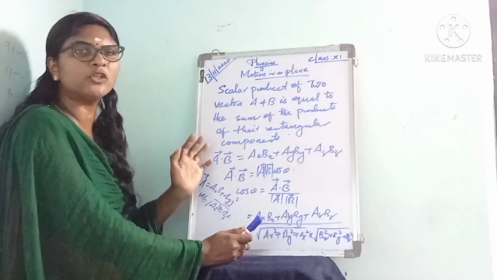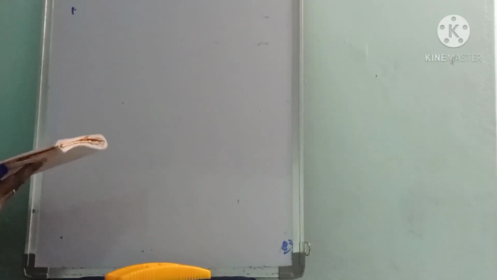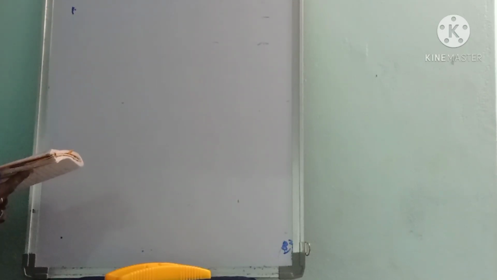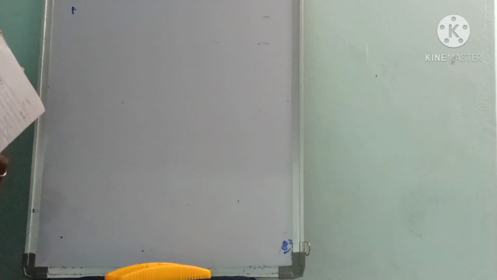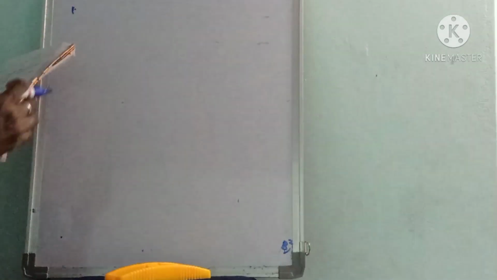Isn't it? Next we can do the problems related to this equation. Let's see the first question. Find the angle between the vectors. Vector A is equal to i plus 2j minus k and vector B is equal to minus i plus j minus 2k. We have to find the angle between the vectors A and B. Okay, that is the question.